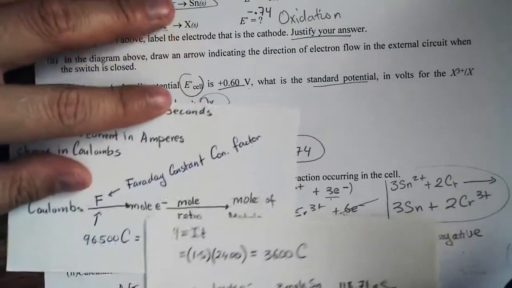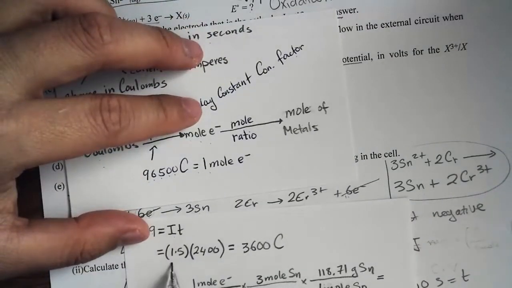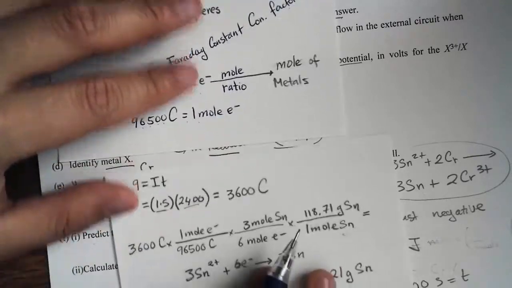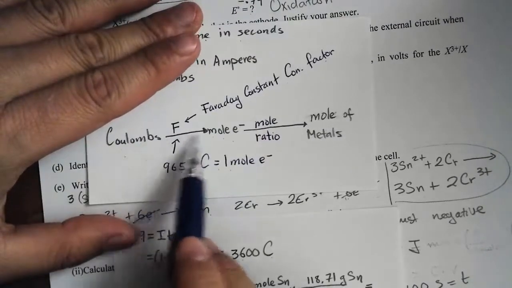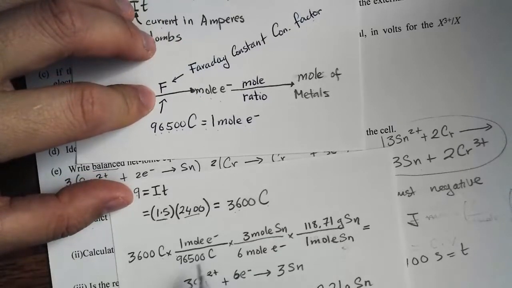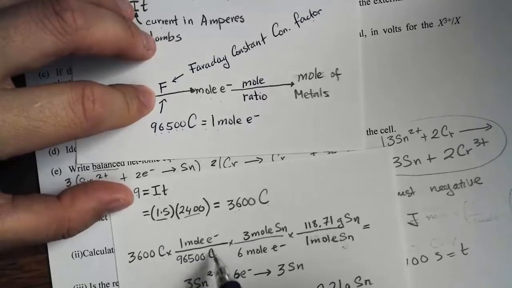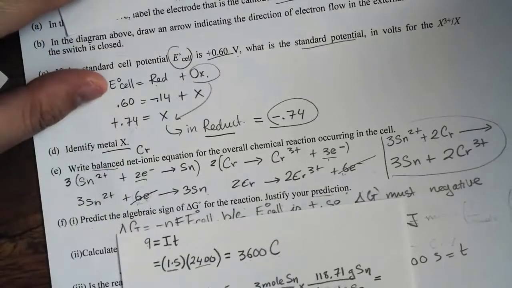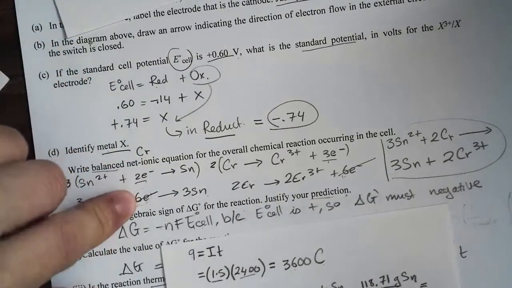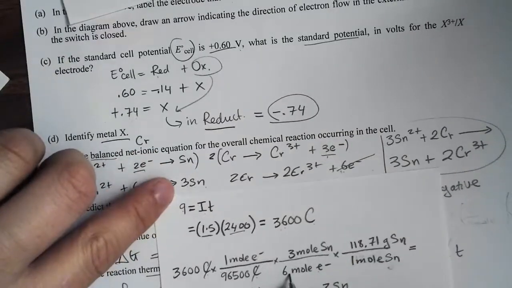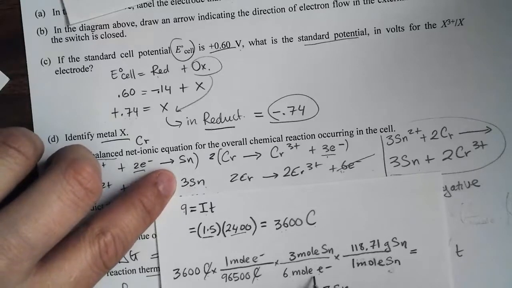So here I have the problem solved out for you already, okay? Here I have Q. I solve for Q, which is just your current times your time in seconds. That gives us 3,600 coulomb. And once I get that coulomb, I can plug this in right there. I have my coulomb times my Faraday constant conversion factor, because the coulomb on the bottom cancels out, giving us moles of electrons. And looking at the balanced chemical equation right here, we know that 6 moles of electrons are being transferred for every 3 moles of tin. Okay? So we know that 6 moles of electrons are transferred for every 3 moles of tin.